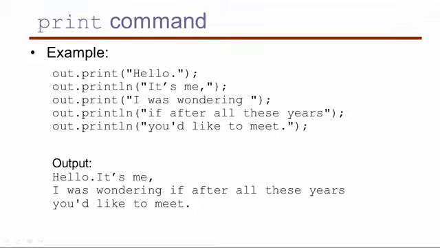Here's a simple example of using the print statement along with the println statement. Note that when you use the print statement, the next print statement continues on the same line, whereas when you use the println statement, the next print statement continues on the following line. And just as before, if you want spaces between your strings, you need to explicitly include them yourself.